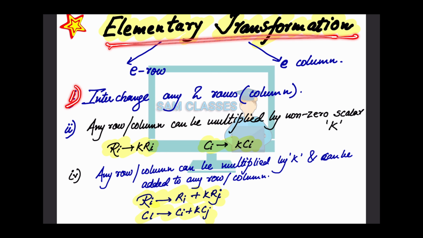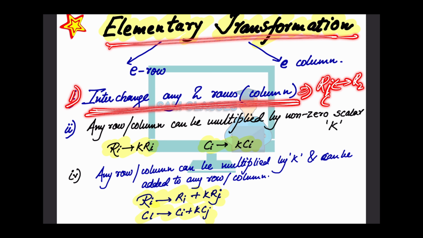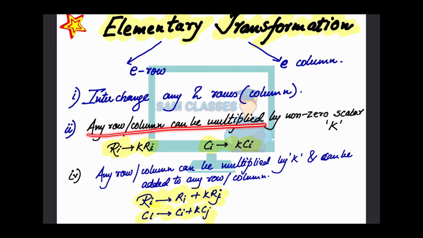Now, elementary transformations, friends. First thing we can do is interchange any 2 rows or columns. Means row 1 can be interchanged with row 2, or column 1 can be interchanged with column 2. Pretty simple. Now, any row or column can be multiplied by a non-zero scalar. You take row 1 and multiply it by 2, that's simple. Or you take column C2 and multiply C2 by 5. Whatever you want, you can multiply.